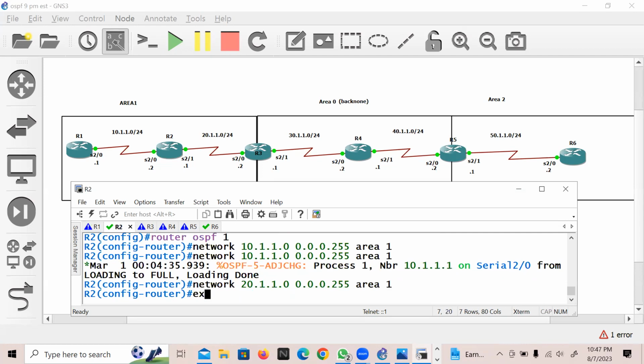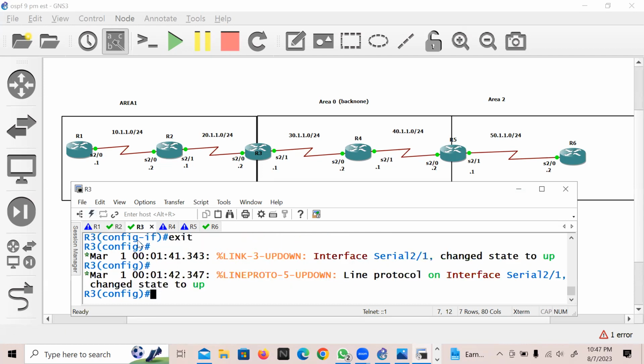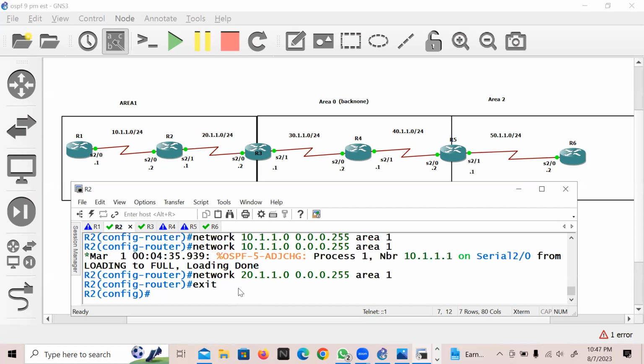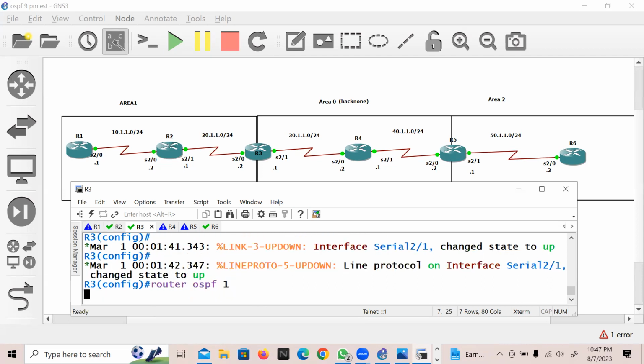Okay. Now R3. R3 is also simple. Sorry, Ashish, where did you put 10.1.1.0? Can't we put 255.255.255.0? No, you cannot put 255. Why? Because OSPF doesn't support the subnet mask. Let me show you. I am in router 3.